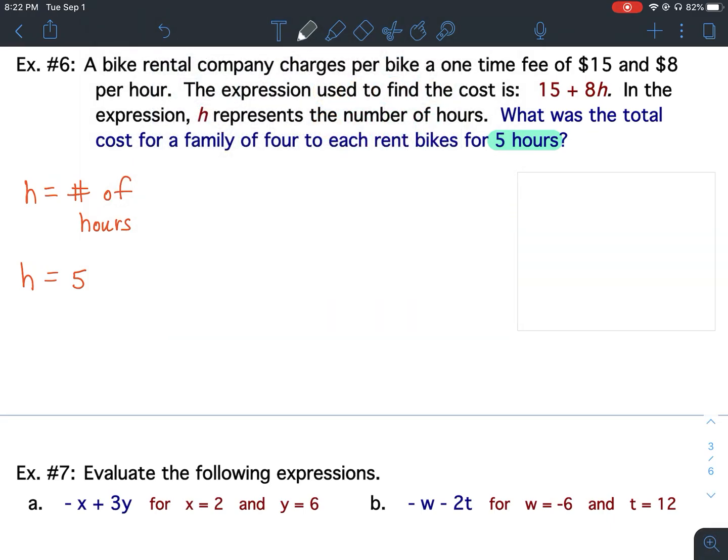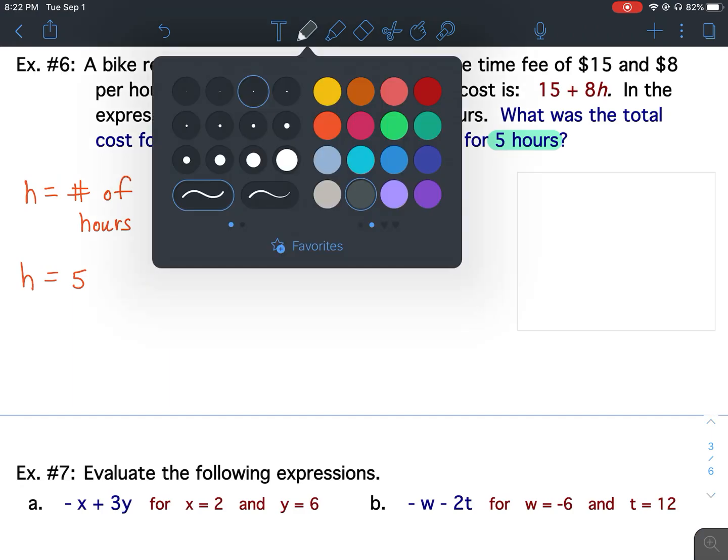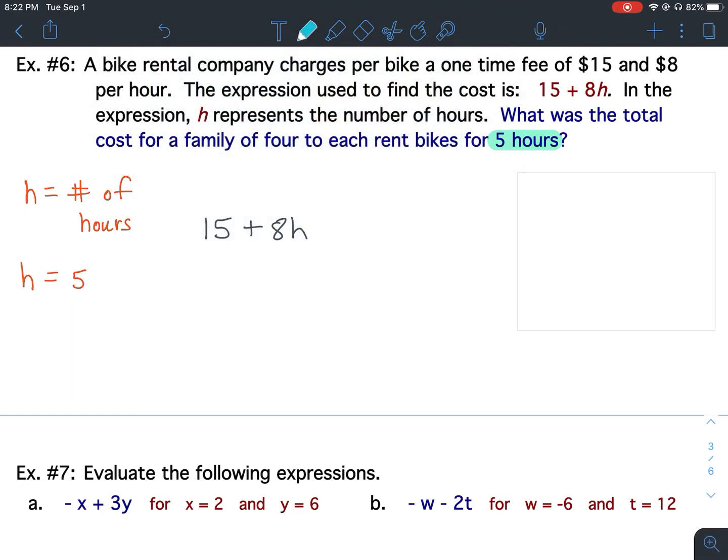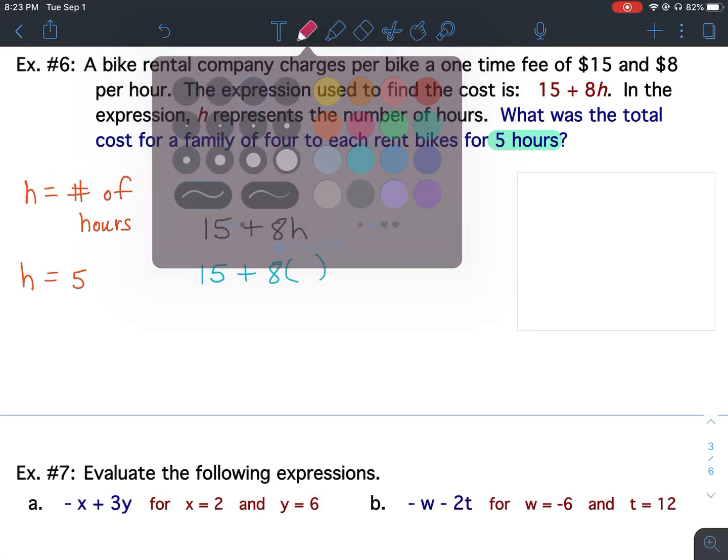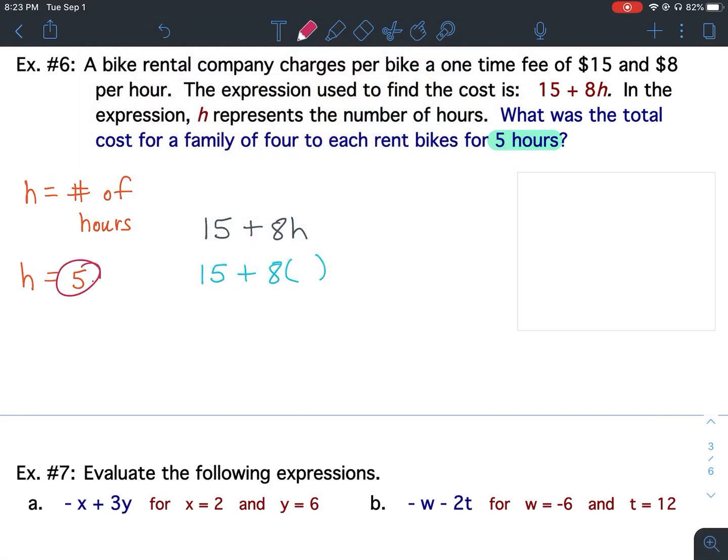All right, leave a little space right here. We're going to write something there in a moment. So let's write down the expression. So our expression is 15 plus 8h. And now wherever we see a variable, we're going to put parentheses. So 15 plus 8 and then put parentheses. Inside that parenthesis, we're going to plug this 5 right here.